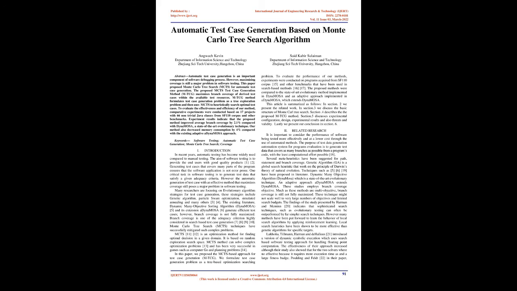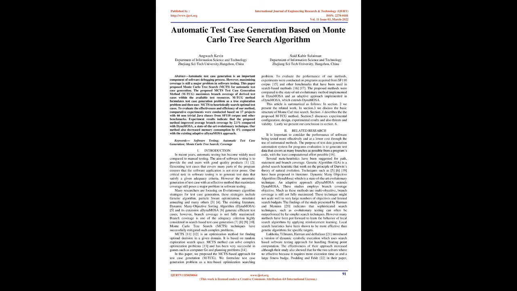Monte Carlo Tree Search, MCTS, techniques have successfully mitigated such complex problems. MCTS is an optimization method for finding optimal decisions in a given domain. It is based on random exploration of the search space. The MCTS method can solve complex optimization problems, and has been very successful in games such as Computer Go and planning problems.